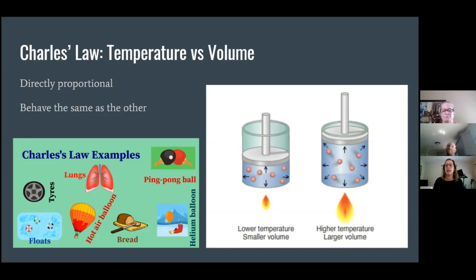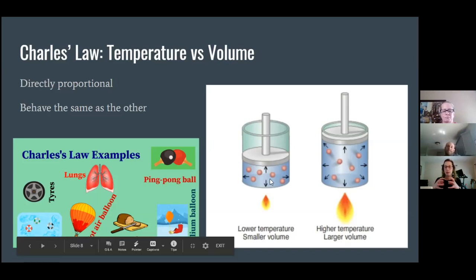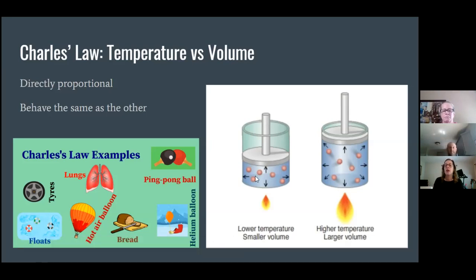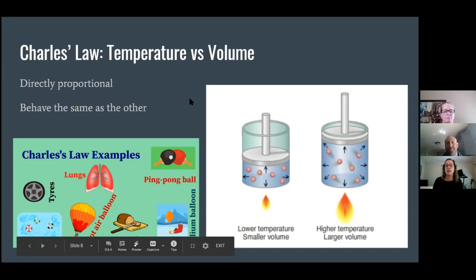So that is going to happen at a smaller volume. They're not going to be pushing on the walls of the container, so this sliding piston here is going to be able to compress. On the opposite side here, we have a higher temperature. Those particles are moving a lot faster and they're pushing on the walls of the container more, causing that piston to rise. So this would only work in an expandable container, one that can grow or shrink. And there are some examples of where this happens on the left-hand side as well.